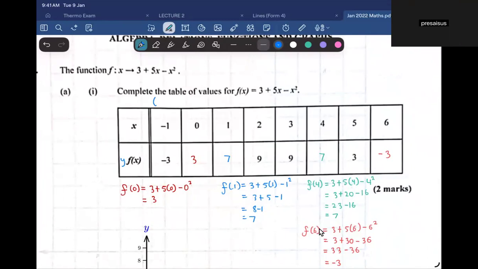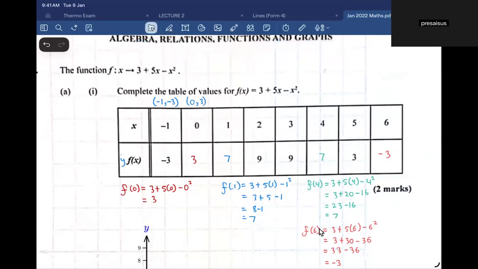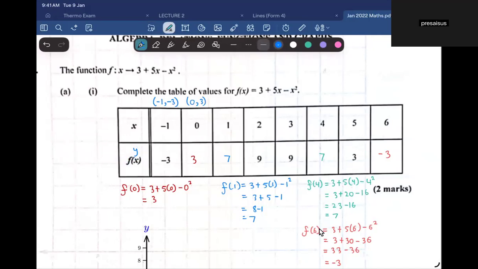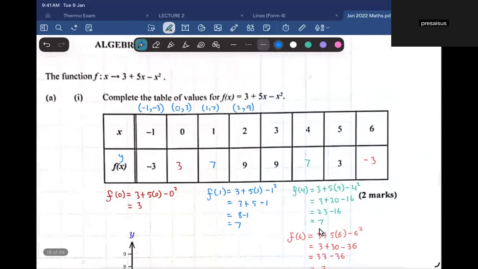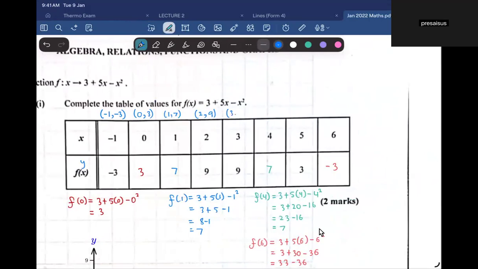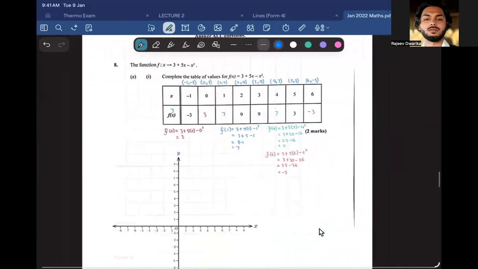So it will be (-1, -3), right? And it will be (0, 3). And it will be (1, 7). (2, 9). (3, 9). (4, 7). (5, 3). And (6, -3). Right. So let's just put on those points first.